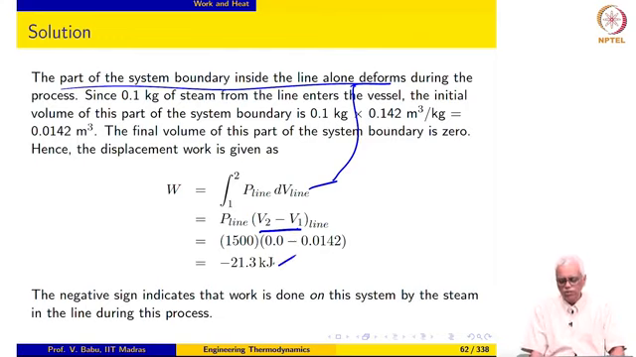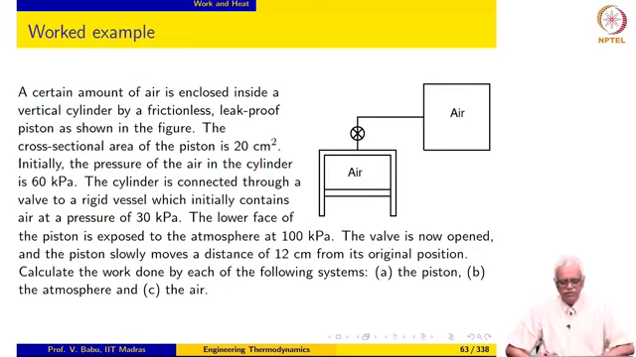The work interaction for this system may be evaluated to be minus 21.3. Notice that the negative sign indicates that work is done on this system by the steam in the line. The steam in the line pushes this much steam inside the vessel by doing work on this steam. That is what the negative sign indicates. As I said before, the nice thing about integral PdV is that not only does it give the magnitude of the work interaction correctly, it also gives it with the proper sign. Let us look at the next example.